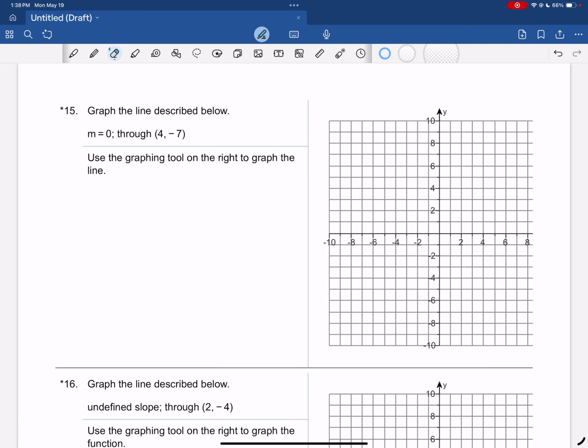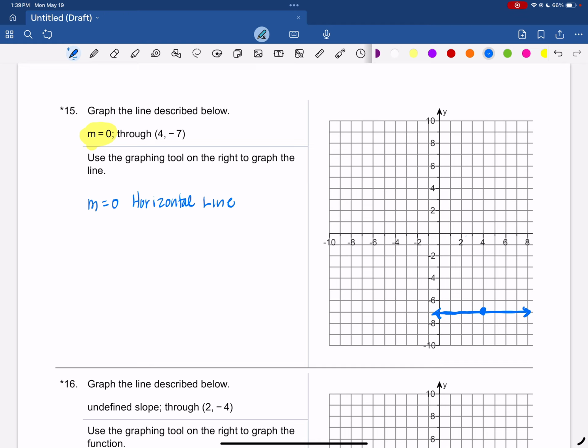Here we have a slope of 0. Now remember what that means. If the slope is 0, it's a horizontal line. So all we do is we plot our point at 4 to the right on the x and down 7 in the y direction, and we draw a horizontal line. If the slope is 0, you have a horizontal line. So you don't have to find a second point.